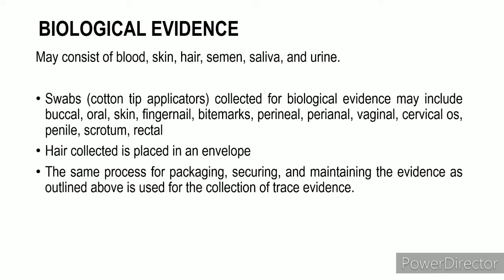The same process of packaging, securing, and maintaining the evidence as outlined above is used for the collection of trace evidence. Swabs of stain: types of specimen, date secured, crime scene investigator's or investigator's initials, case name and number, and where the sample was taken from. Collect the stain onto as few cotton swabs as possible. Moisten the stain with distilled water.